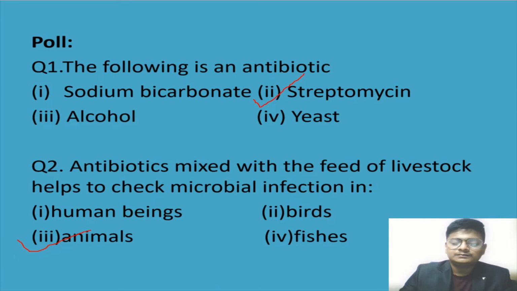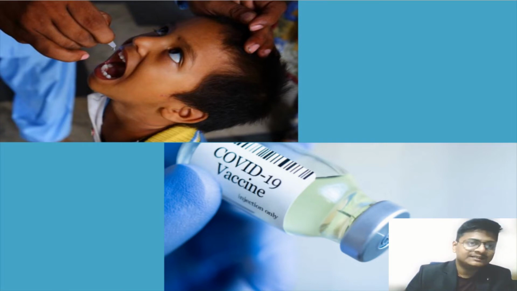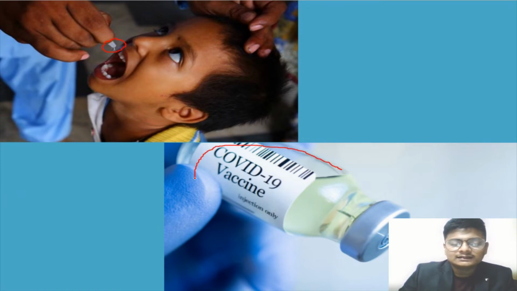Now let me show you some more pictures. Recently we have suffered from COVID-19. So we were given something. See, the first one, everyone gets this thing. This is called polio drops. Do boond zindagi ki. Have you heard this slogan also? So these are polio drops, and nowadays we are getting this vaccine. Okay, this vaccine is of COVID-19.